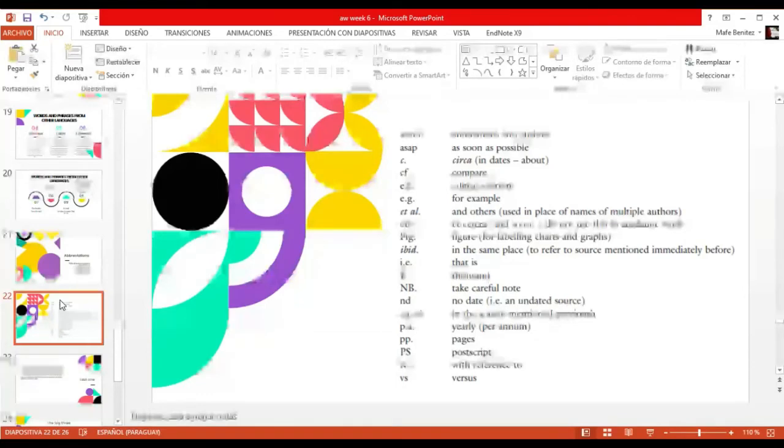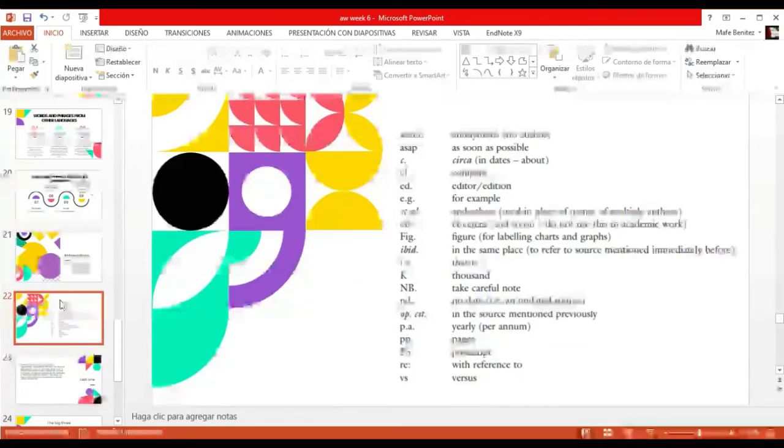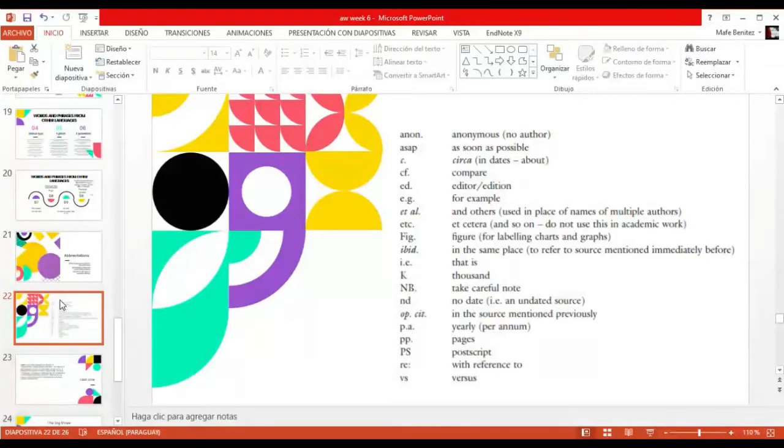These you're going to use in your citations. Now, K, which means 1,000, and B, take careful note, and ND, no date. This is what you use when you don't have a date for your citations, people. Opus citatum, op. cit., in the source mentioned previously. PA, yearly or per annum. PP is pages. PS, postscript. Re, with reference to, and VS, versus.